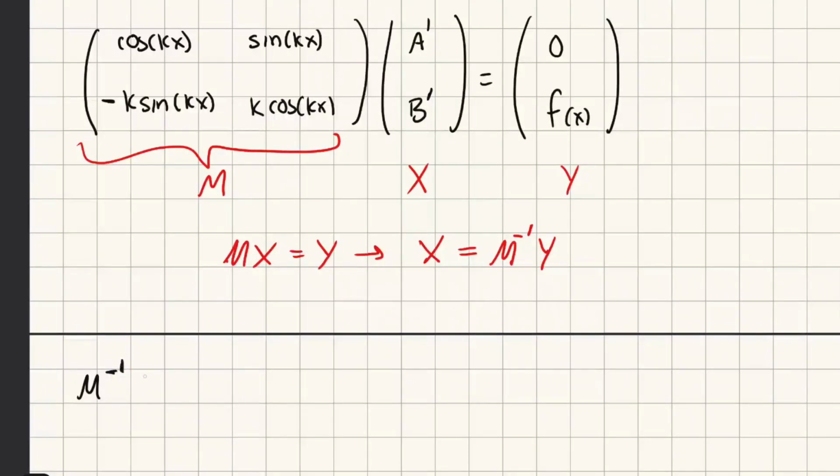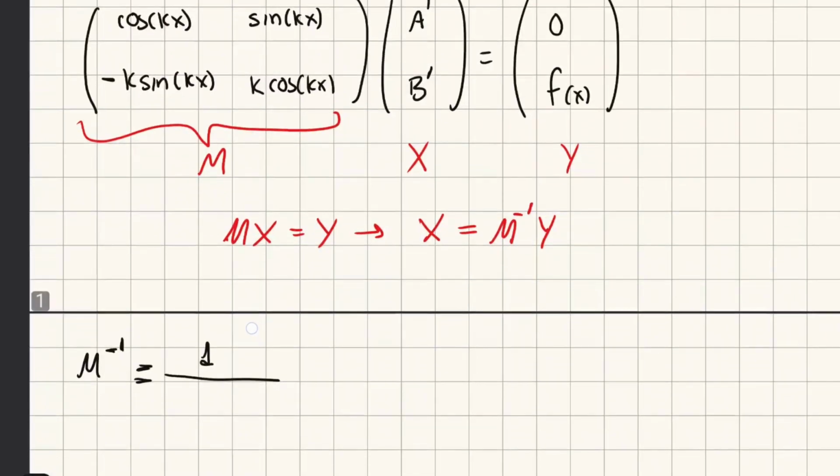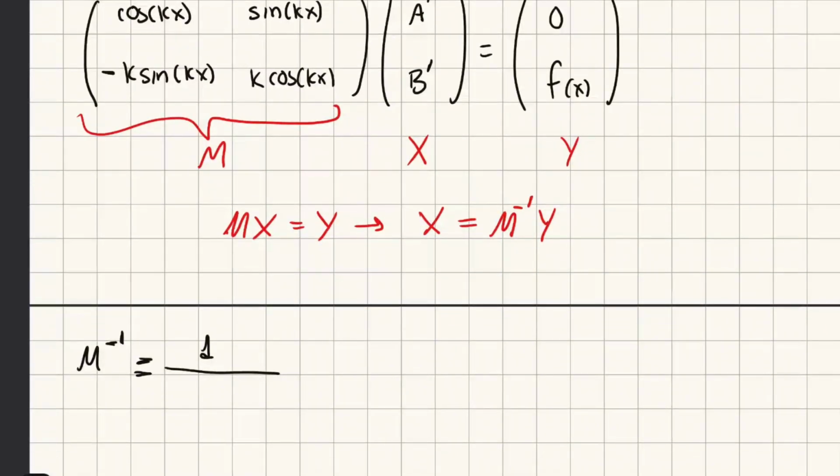We will have that M inverse is going to be equal to 1 over the determinant of the matrix, which is going to be k times k cosine times cosine, which is k cosine squared. And then minus times this minus, we will get a plus k times sine. So that will be something like this: k times cosine squared plus sine squared, but we know that this is equal to 1, so the determinant is just going to be k, like this.